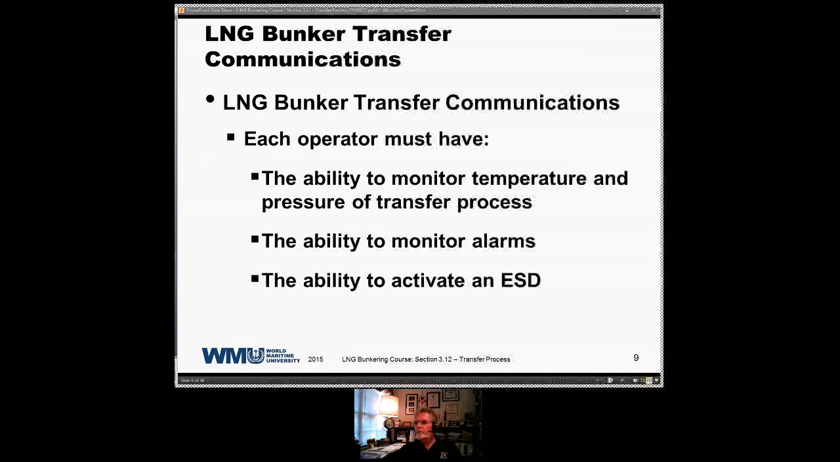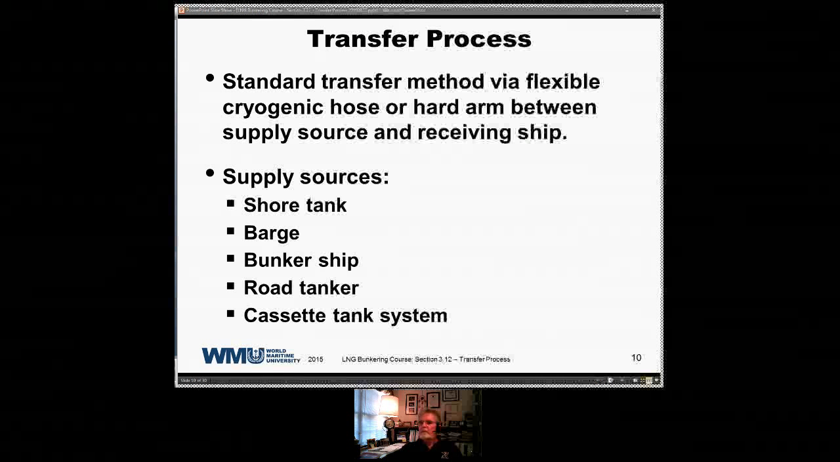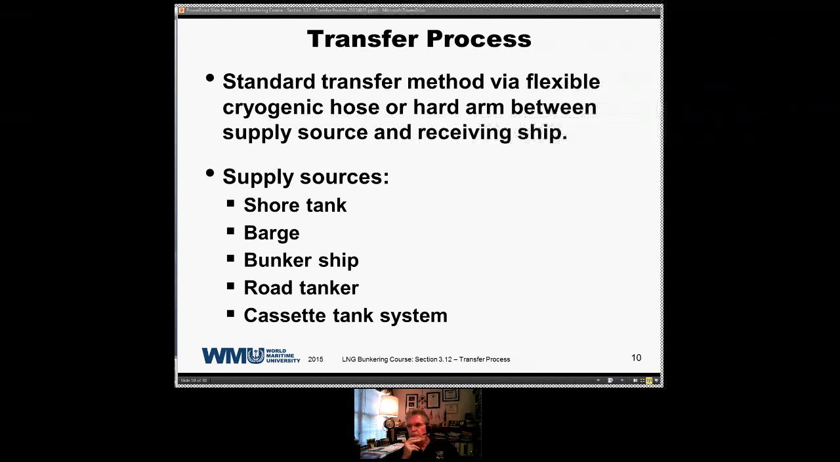For the LNG bunker transfer communications, again, each operator must have the ability to monitor temperature and pressure, the ability to monitor alarms, and the ability to activate emergency shutdowns. The standard transfer procedure is hard arms or cryogenic hoses. Cryogenic hoses are used on board LNG carriers primarily in ship-to-ship transfers of LNG.